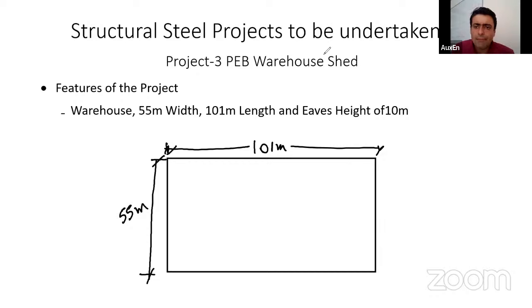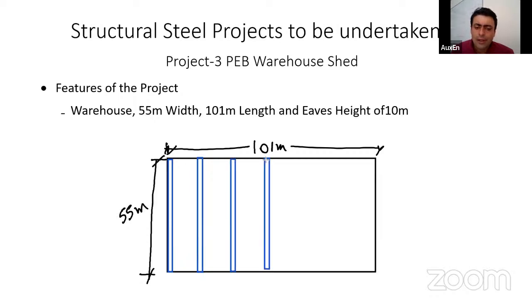In PEB systems, in PEB sheds, we have our portal frames. So portal frames will be placed in this direction. Clear? This is how the system will look. And the eaves height will be 10 meters. What is the eaves height? Of course, this is not to scale, so let me try to draw it to scale. If this is my 55 meters, then this eaves height will be 10 meters. So this is how our system will work.